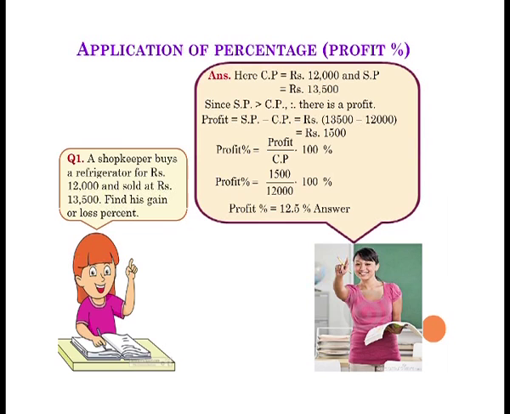The profit is selling price minus cost price, which is equal to rupees 13,500 minus 12,000, which is equal to 1,500. The profit percent formula is profit upon cost price into 100. Then we get 1,500 upon 12,000 multiplied by 100, which is equal to 12.5%.